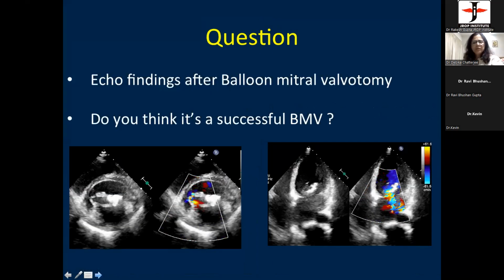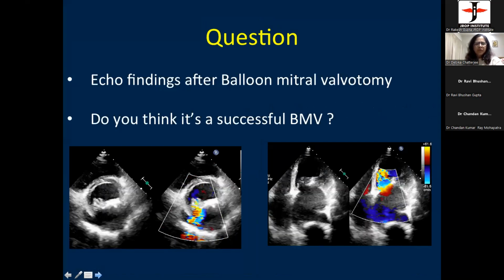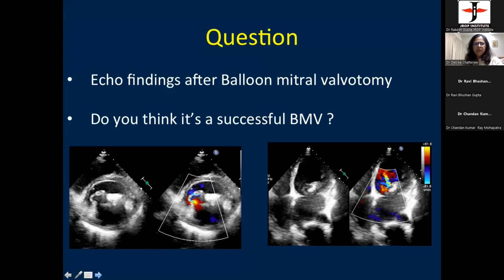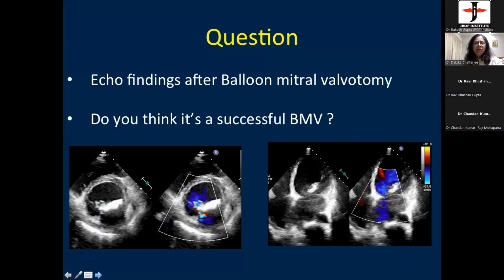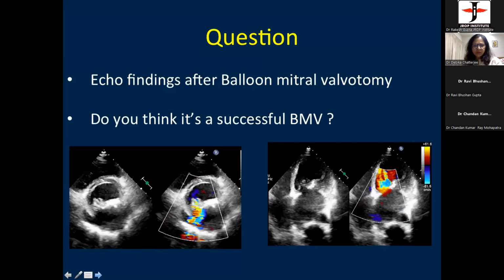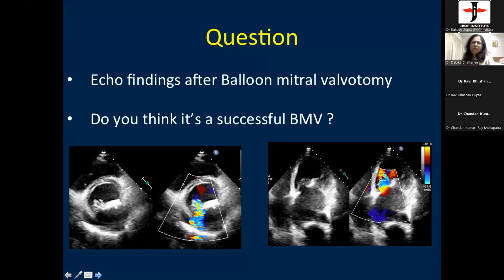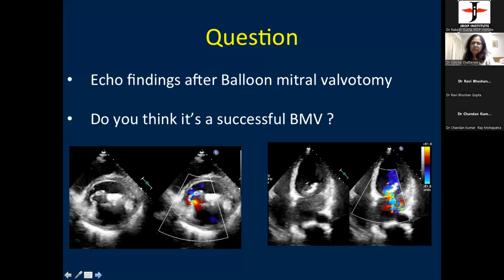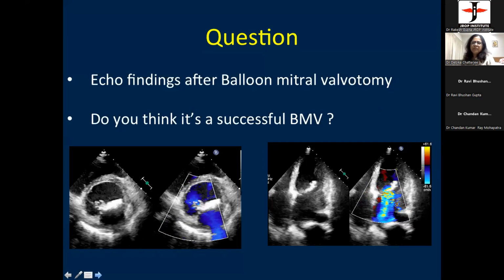Dr. Chandan Mahapatra. Yes, ma'am. Good evening. These are the echo findings of a patient of mitral stenosis after balloon mitral valvuloplasty. Do you think it's a successful BMV? First of all, madam, I want to address that the valve is severely calcified, so it is not suitable for BMV, but it was taken for BMV. And after BMV, there is a severe MR. Mostly there is a commissural tear.